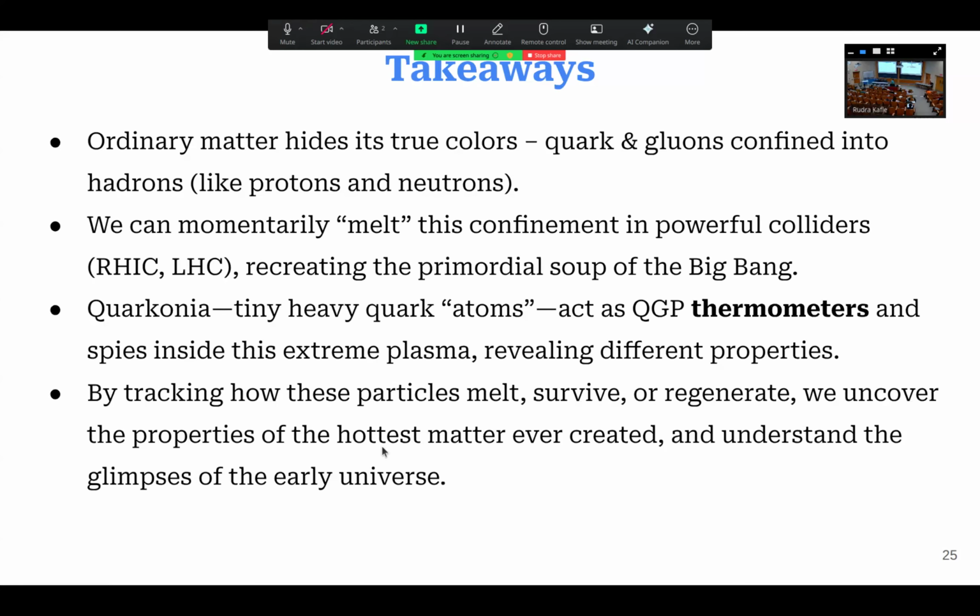And this study is particularly important because cosmic microwave background radiation is the oldest light we can observe, right? We cannot have direct observation beyond that point. And these heavy ion collision experiments are one of the indirect probes of this early universe.